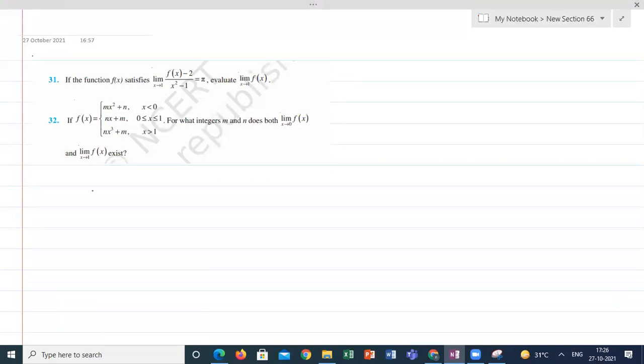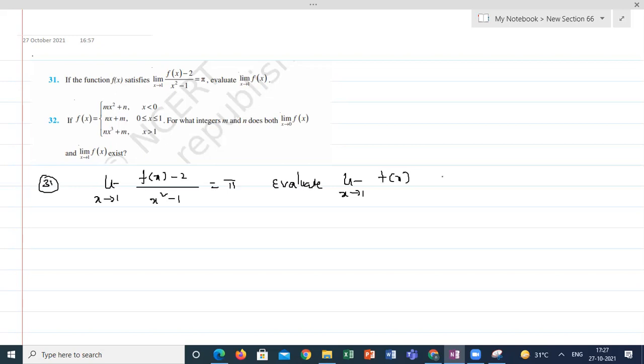If the function f of x satisfies limit x tends to 1, (f of x minus 2) by (x square minus 1) is equal to pi, then evaluate limit x tends to 1 f of x. Here we can use algebra of functions. It will be easy if I am using algebra of functions.